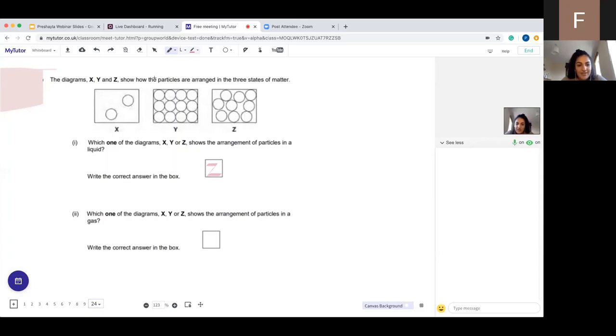And for a gas, well, the particles don't touch and are quite spread apart, so we know that must be X. So really the most basic question that you can get.